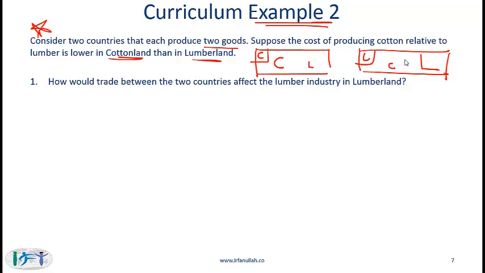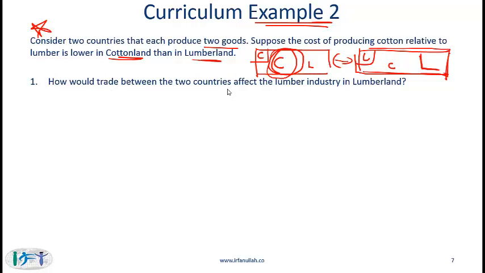But as you can imagine, the cotton industry here is very strong in the sense that this country is good at producing cotton. The cost of producing cotton is relatively low. This country, lumberland, is good at producing lumber. The cost of producing lumber is relatively low. Initially, both countries produce cotton and lumber and then consume internally. But what will happen if these two countries start trading with each other?